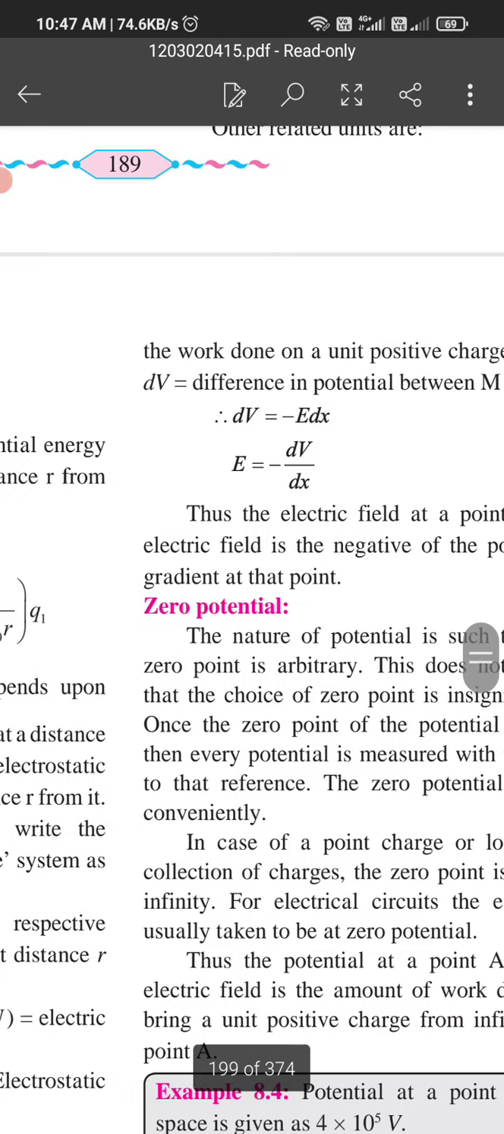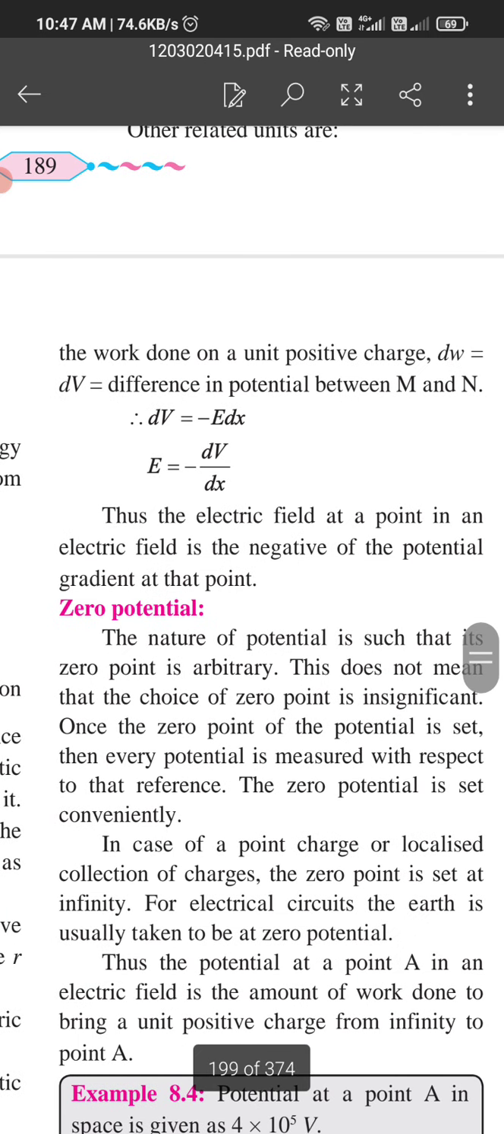The work done on a unit positive charge, dW, is equal to dV, the difference in potential between M and N. dV is equal to minus E dx, or E is equal to minus dV upon dx.